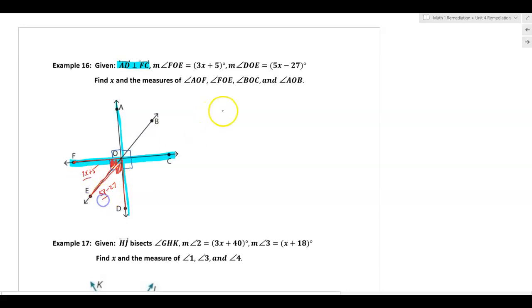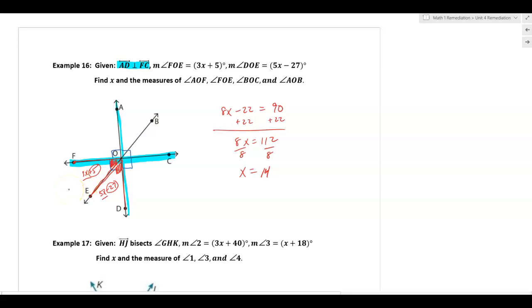So 3x plus 5x is 8x. Minus 5 minus 27 is minus 22 equals 90. If I add 22 to both sides, 8x equals 112. Divide by 8, x is equal to 14. Now, once I find that, now I can plug that value back in.